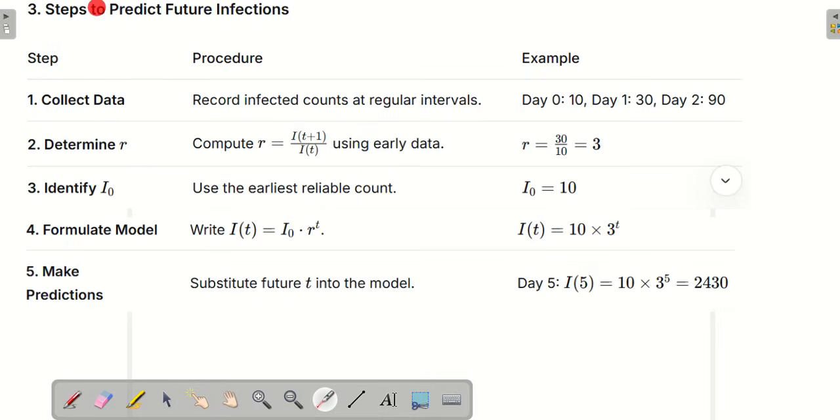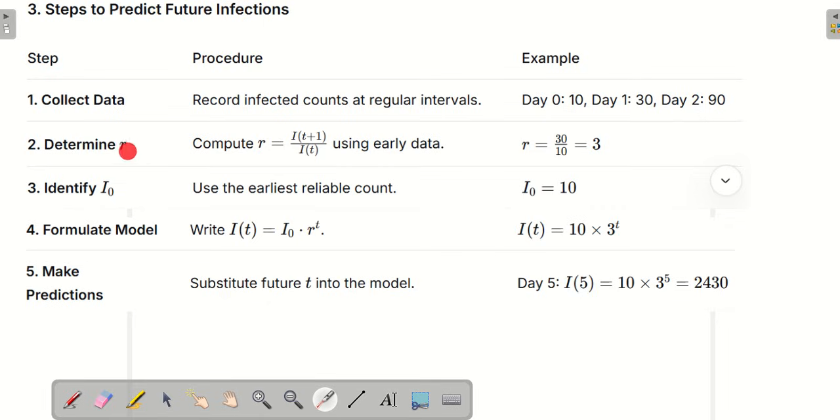Now, step 3, to predict the future. Remember, we are using it to make predictions. So remember that we collected data. Then we record the infected count at regular intervals. So we had day 0. Let's say we are just giving an example. Let's say day 0 is 10, day 1 is 30, day 2 is 90. So it means that we are multiplying each by 3. So it means that the common ratio is 3 here.